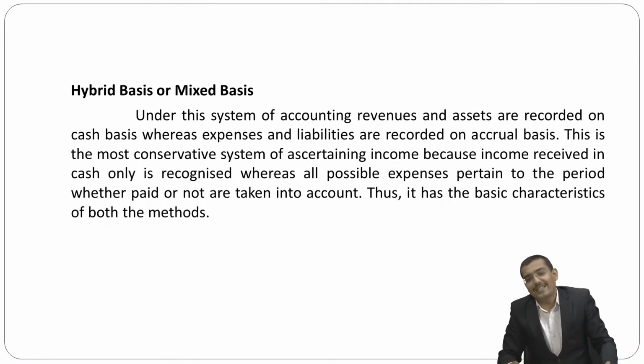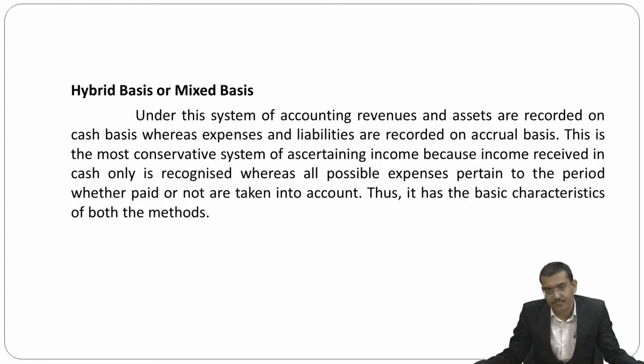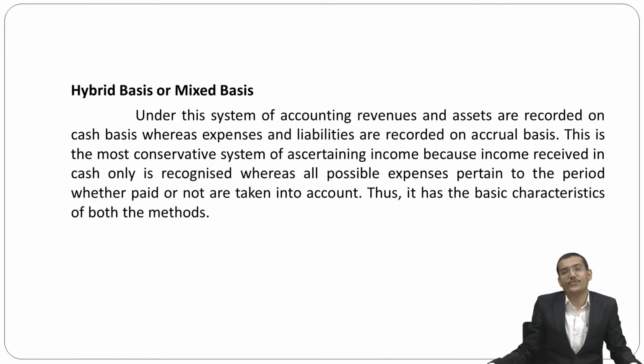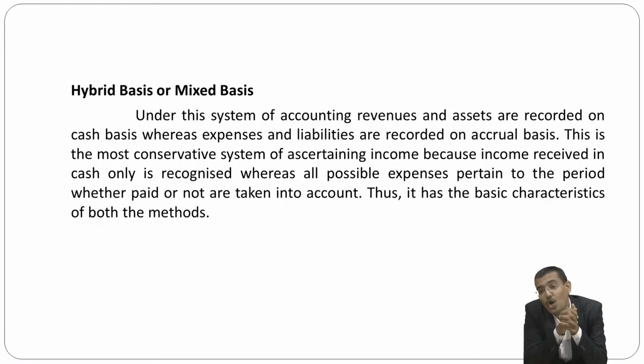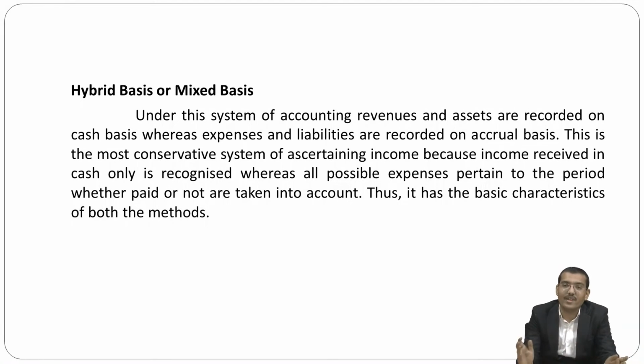The last basis is the hybrid basis or mixed basis. Under this system of accounting, revenues and assets are recorded on the cash basis, whereas expenses and liabilities are recorded on the accrual basis. So there is a mixed basis, including the cash as well as the accrual basis. This is the most conservative system of ascertaining income, because income is recognized only when received in cash, while all possible expenses pertaining to the period, whether paid or not, are taken into the accounts. And thus it has the basic characteristics of both methods, that is, cash as well as accrual.